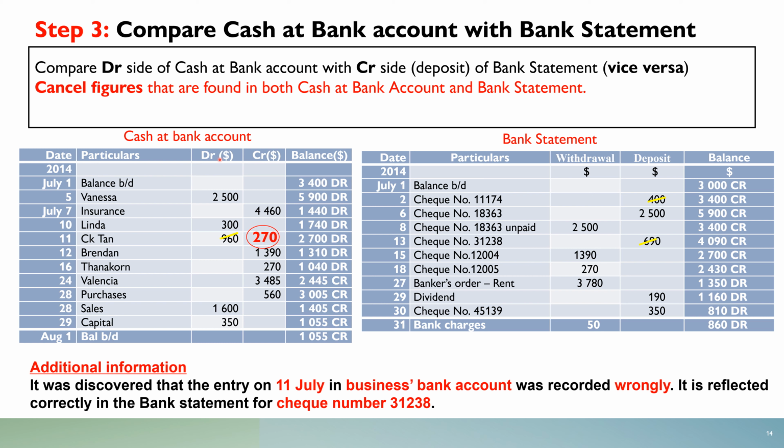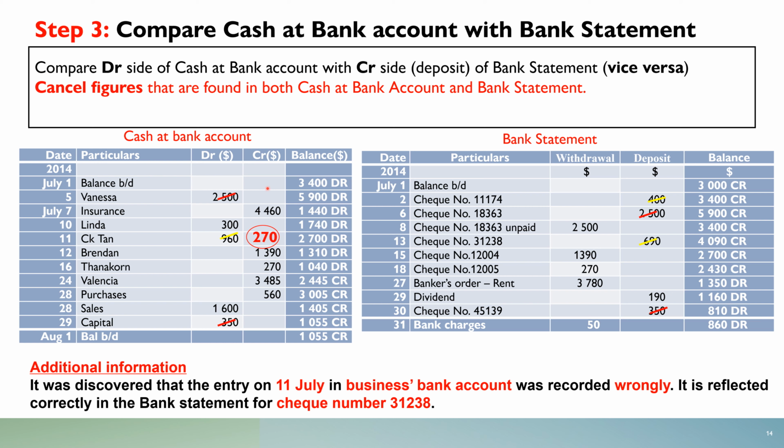So let's look at the debit side of the cash at bank account. There is a 2005 here, and on this side there's also a 2005 here, so we will have to cancel this figure. All right. Likewise, there is a 350 here and a 350 here. We will cancel this figure. All right, there's no more already.